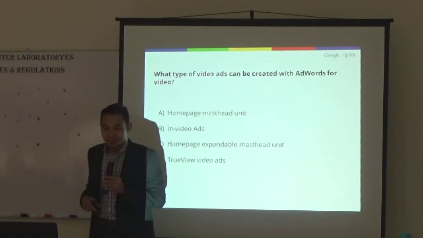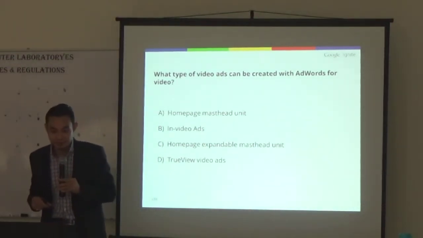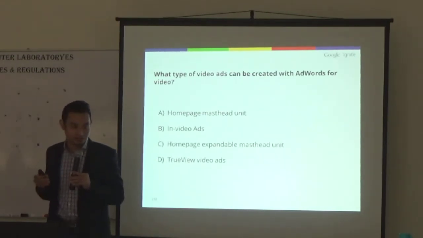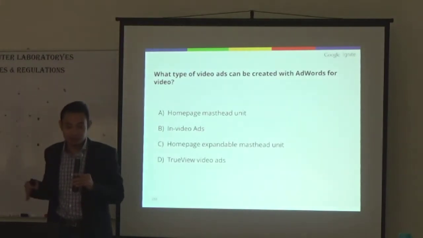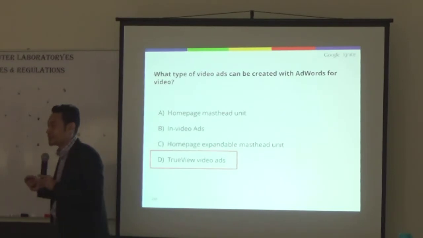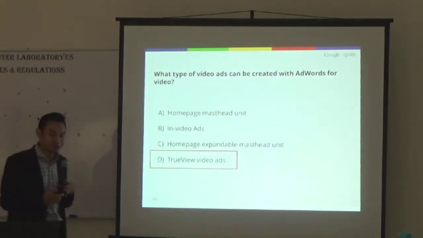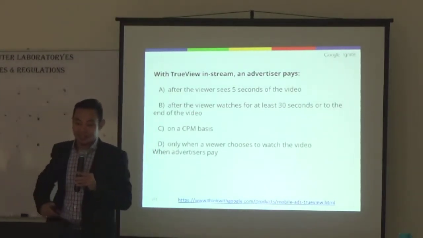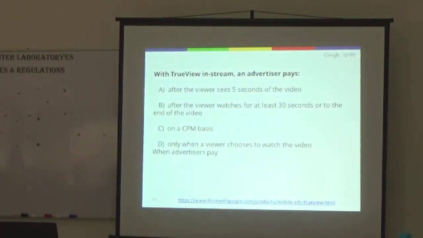Next question. What type of video ads can be created with AdWords for video? AdWords for video. What are the families we're talking about here? It's a big family, you know, in AdWords for video. And that family is called what? Yes, TrueView ads. TrueView video ads. With TrueView in-stream and advertisers, how does that particular advertiser pay?